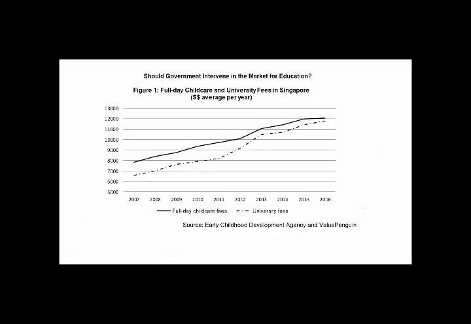So first, we are given this figure one. Every time you are given a figure, always look out for the title. The title here is the information that you are presented with. So you have full day childcare as well as your university fees. Full day childcare fees are represented by the solid line, and then your university fees are represented by the broken dotted line.